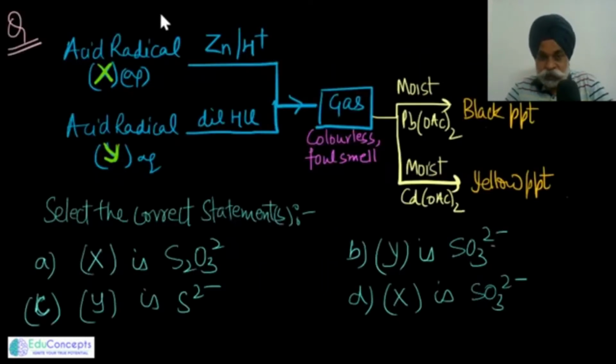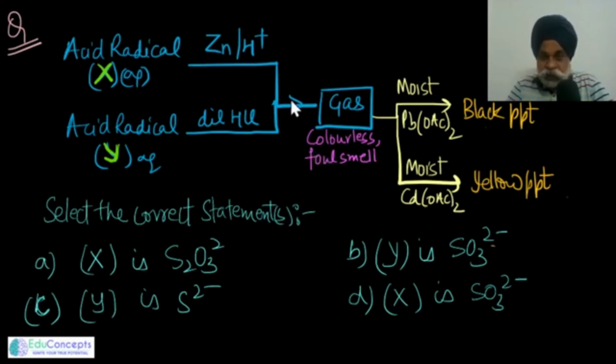In this first question, they said there are two acid radicals X and Y. X, when treated with zinc in acidic condition, produces a gas, and the same gas is produced by acid radical Y on acidification with dilute HCl. That gas is colorless and has a foul, noxious smell. When treated with moist lead acetate and moist cadmium acetate, it gives black and yellow precipitates. So this is the data given to us.